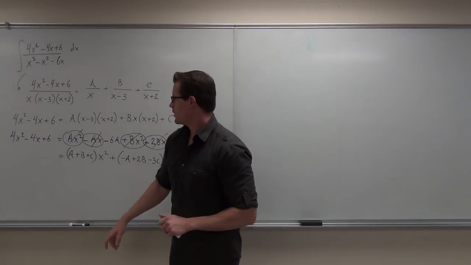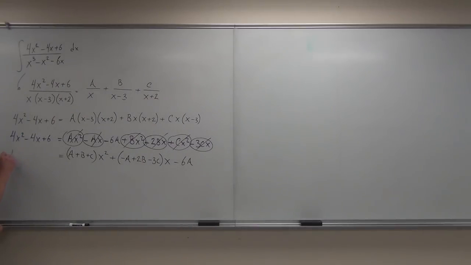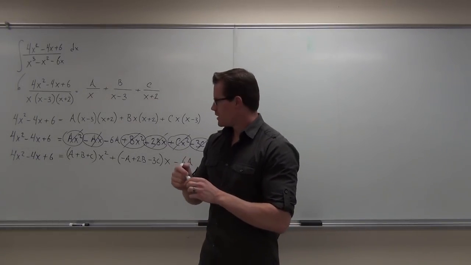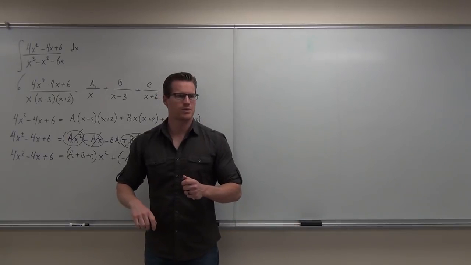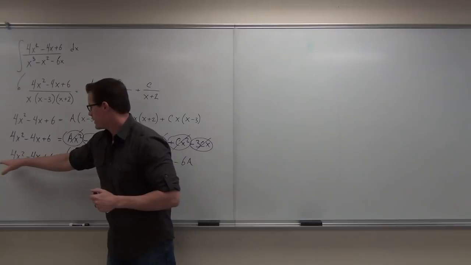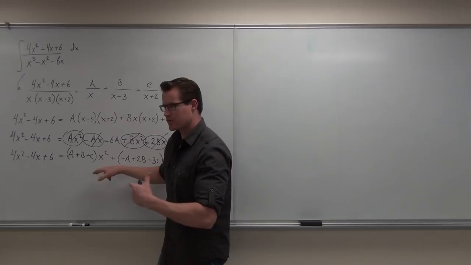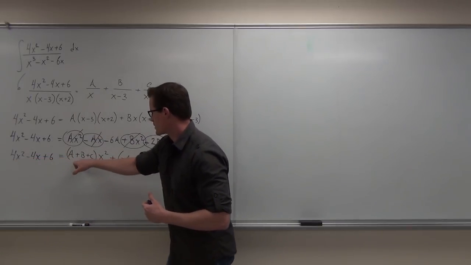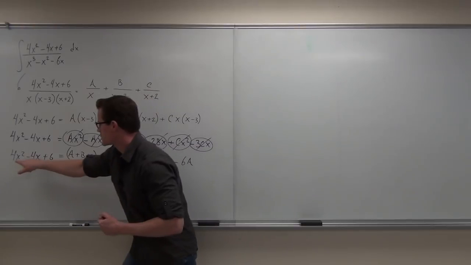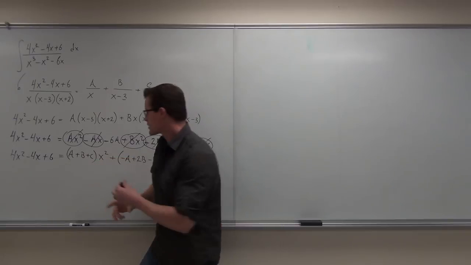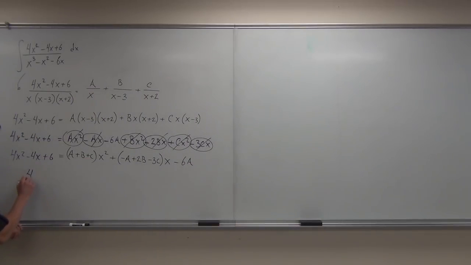Now, this is what's kind of nice about this. Check it out. What we know is that 4x squared minus 4x plus 6 equals this thing, don't we? Well, look. Let me have your eyes up here, this is kind of important. If we know that 4x squared, here's our x squared, right? Our x squared coefficients have to be equal. So if we have 4x squared and we have a plus b plus c, x squared, then this coefficient must equal this coefficient. So we know that 4 equals a plus b plus c.